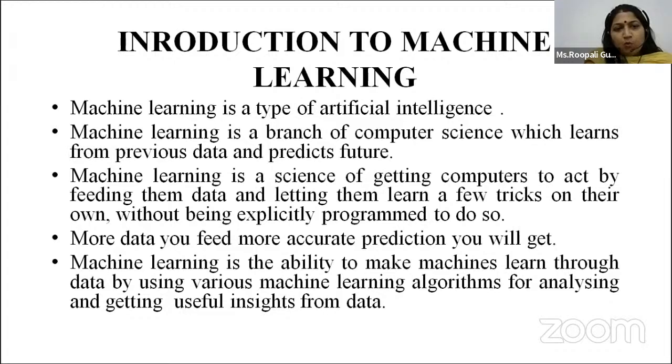So basically, what is machine learning? For machine learning, data is the basic keyword which we will be using. We provide the data to the machine, and it takes the historical data and the current data, and on the basis of that, it predicts the future. Machine learning is the science of getting computers to act by feeding them data and letting them learn a few tricks on their own without being explicitly programmed to do so. So basically, we make the machines learn by themselves.